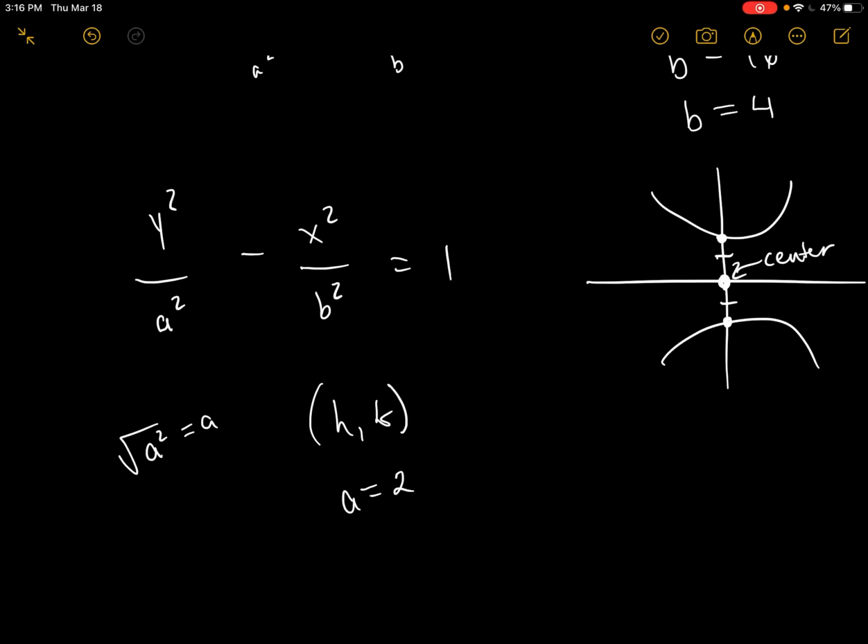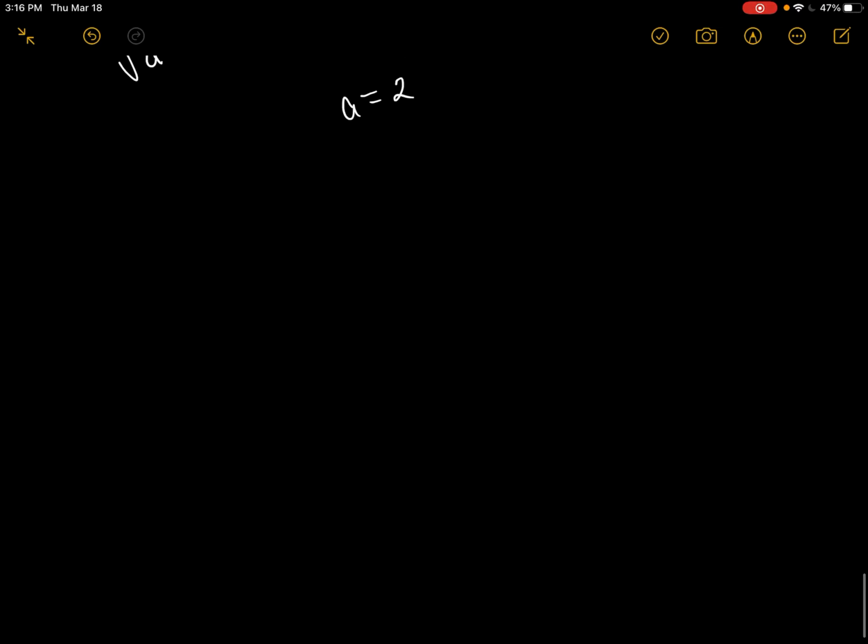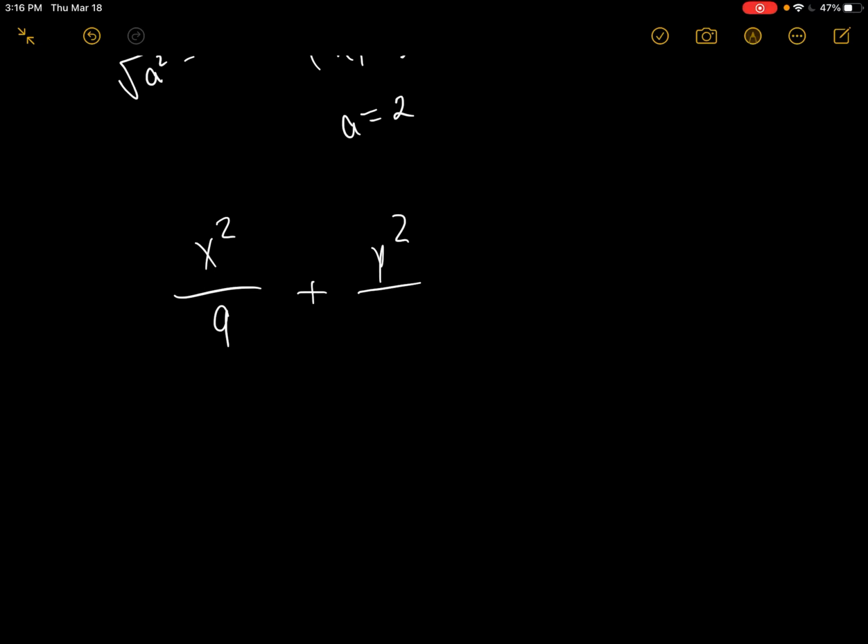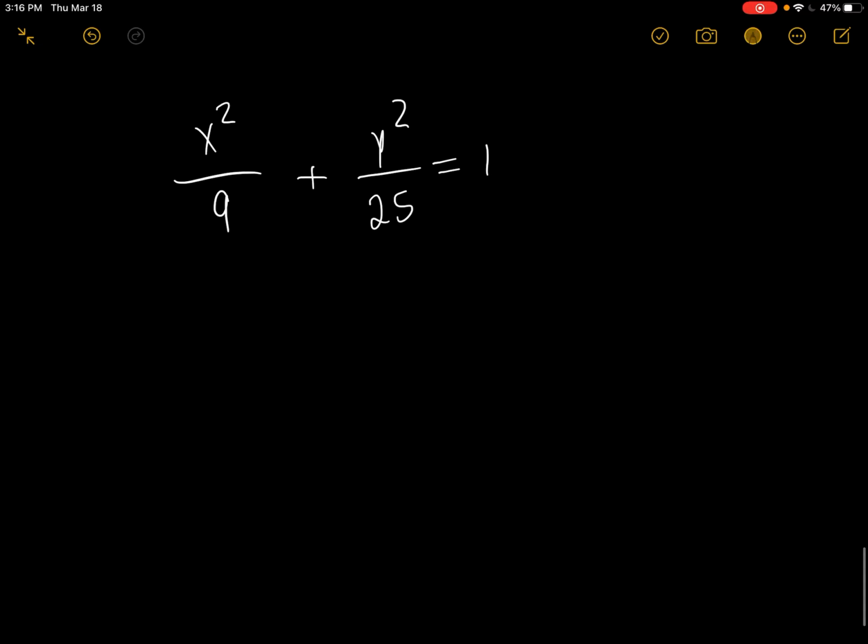So if you take a look at the equation that you're given, what you're going to want to do is first identify the center, second identify your a value to see how far away those vertices are from the center of that hyperbola. The last question is asking us about graphing, and in this case we have an ellipse. So if we have like x squared over, we'll say 9, and then y squared over, let's say in this case, something like 25 equals 1.